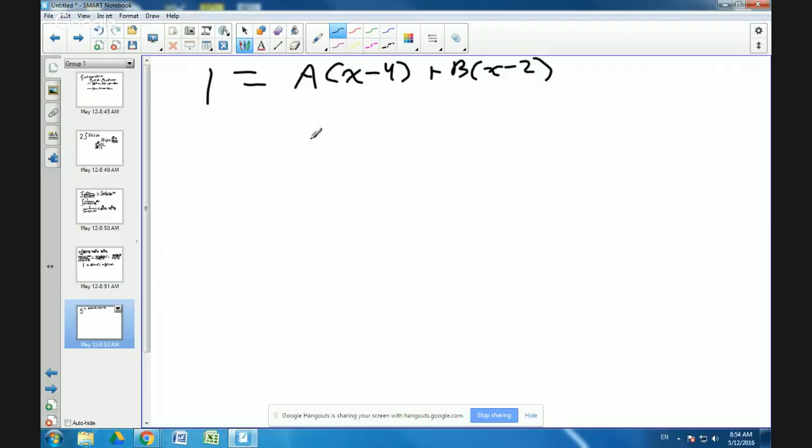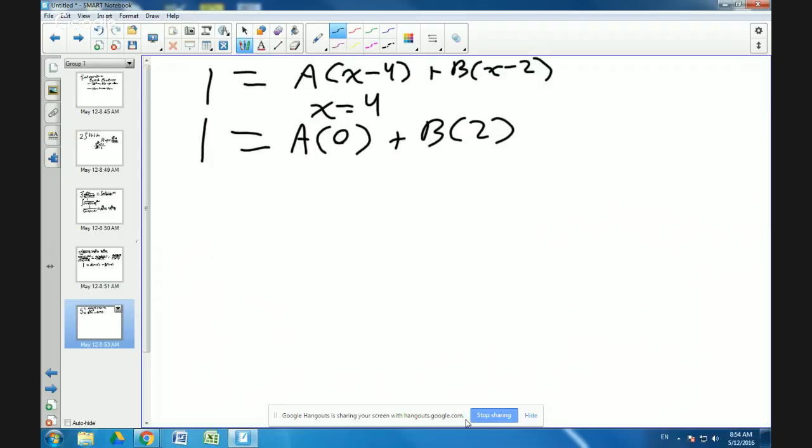All right, so to cancel out this x minus 4 here, we're going to set x equal to 4 to start. So now we simply sub x in, and we are left with 1 equals A times 0 plus B times 2. So the A times 0 obviously drops out. We have 1 equals B times 2. So we divide by 2, and we get 1/2 equals B.